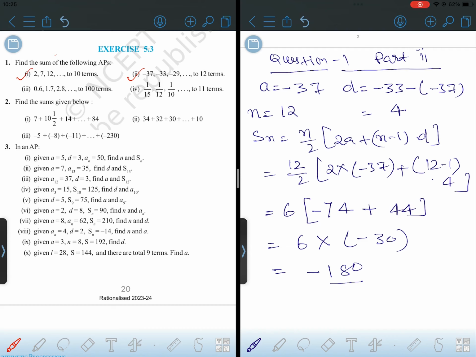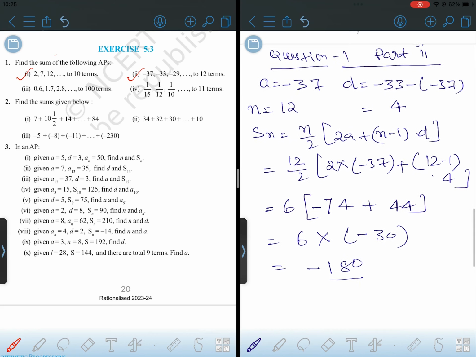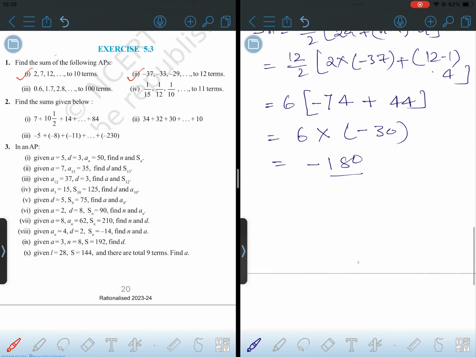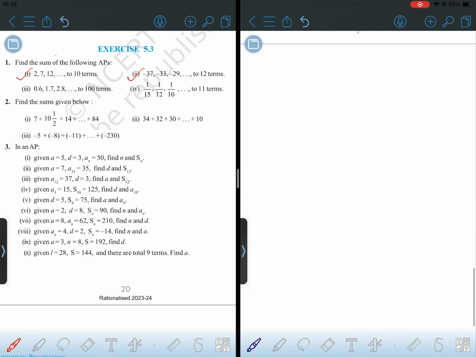All these questions have the same pattern, right? There's no difference as such. So now we have solved the first two parts of the first question. Let's try the third part.